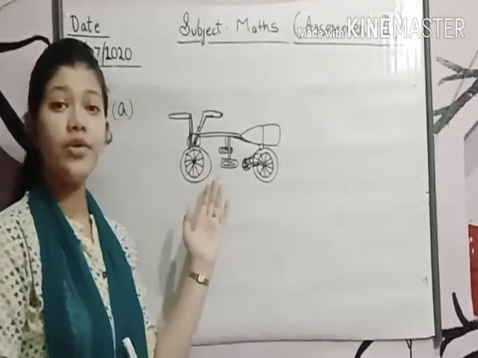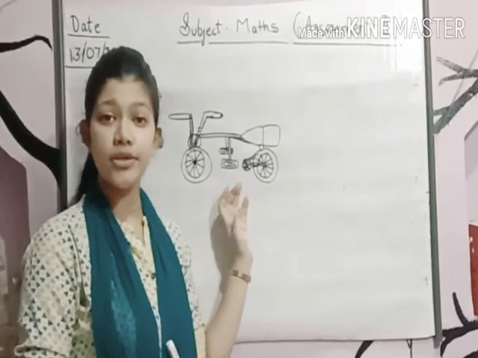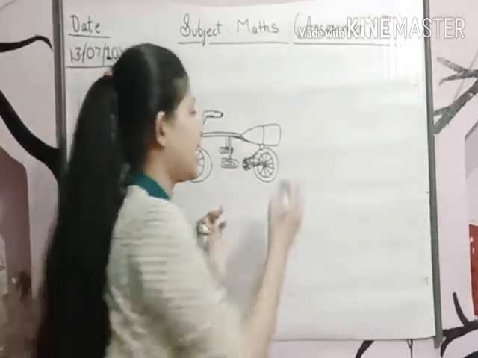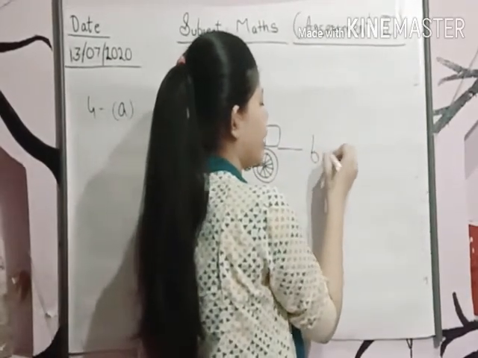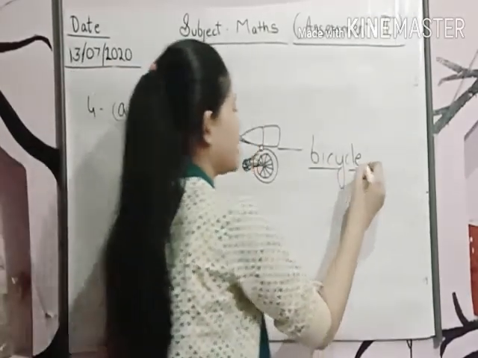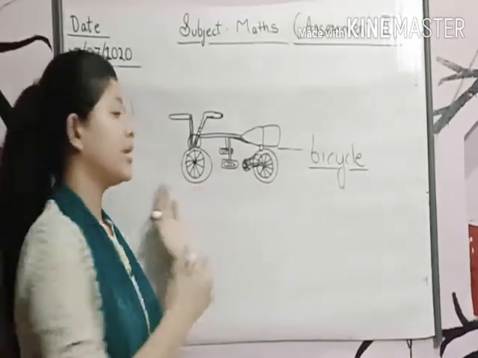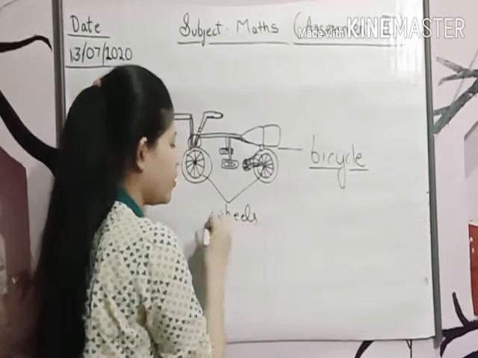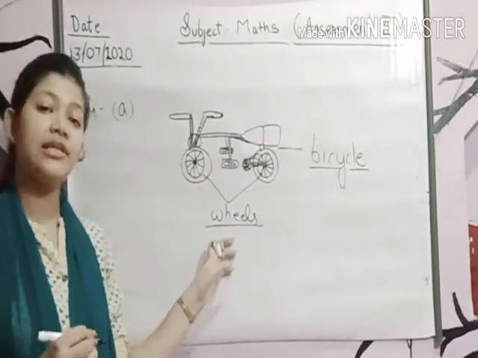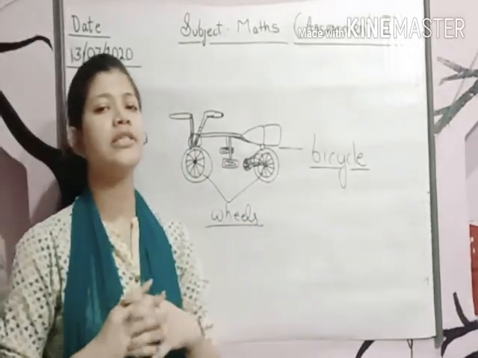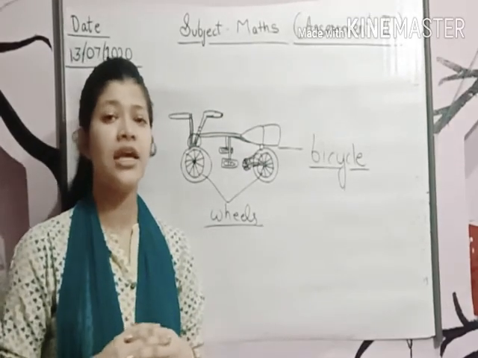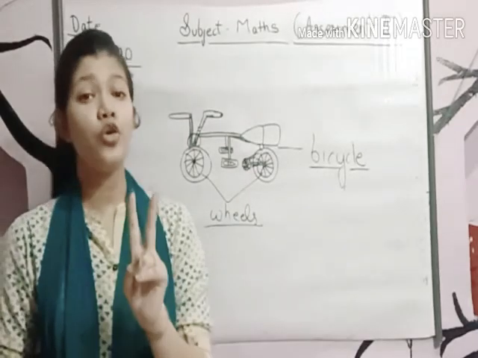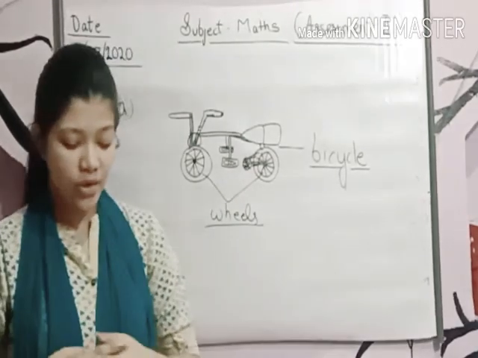okay, now can you guess the name of this transport? What is this? This is a bicycle that children love to ride. This is a bicycle. And do you know what these are known as? These are known as wheels. Okay, these are known as wheels. And I hope all of you must have seen a bicycle. Yes. Now tell me how many wheels they have. They have 2 wheels.